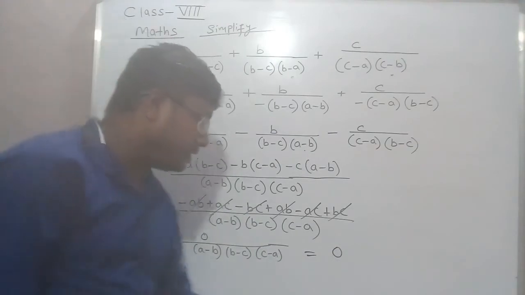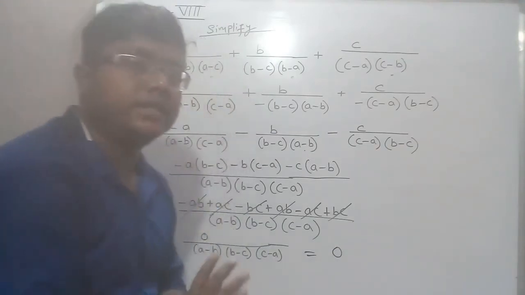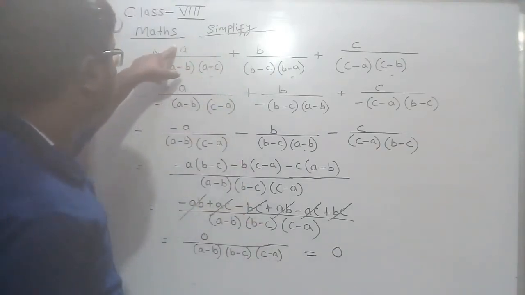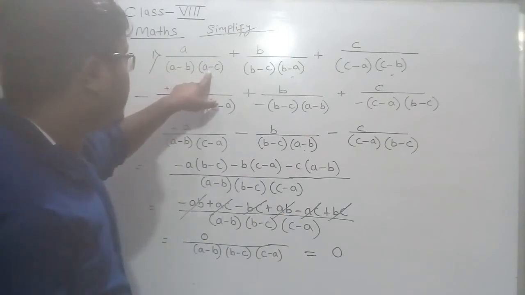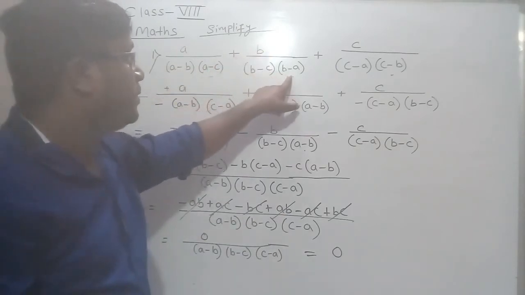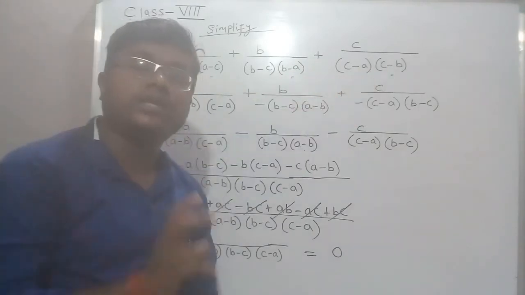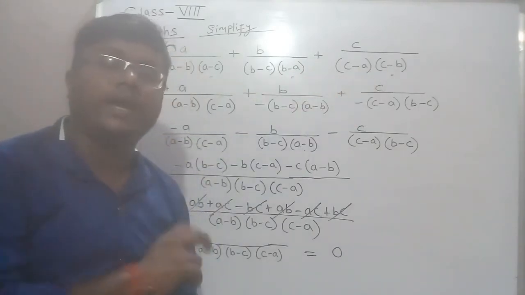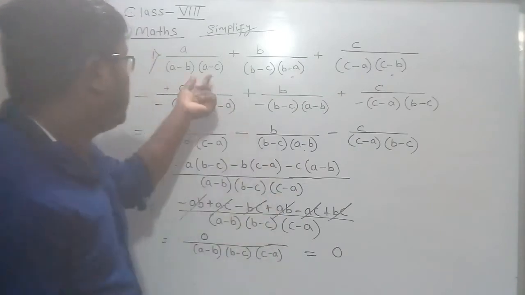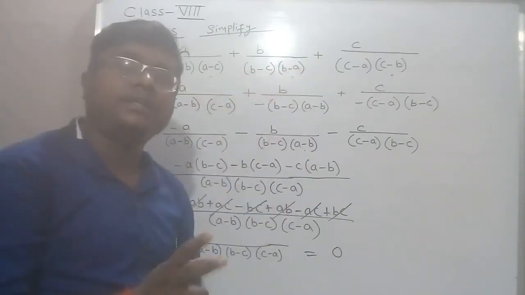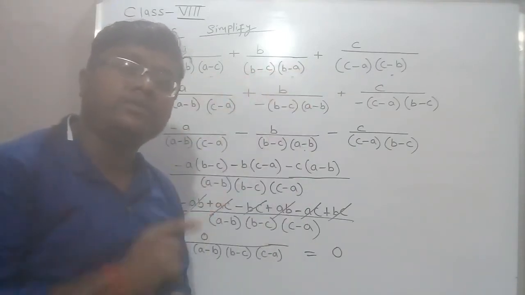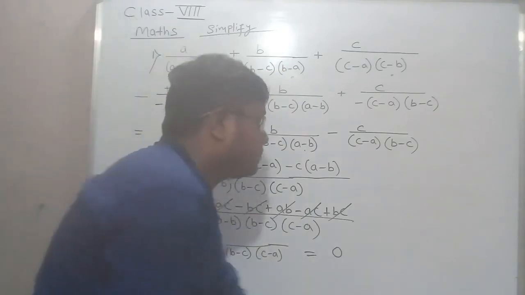So once again, please listen to me very carefully. In this question, your question was A upon A minus B, A minus C, B upon B minus C, B minus A, plus C upon C minus A, C minus B. So in this type of question, we need to arrange the terms. For that, either we follow A to B, B to C, like this, I have already explained here.